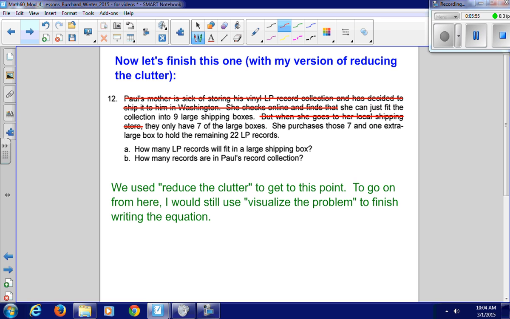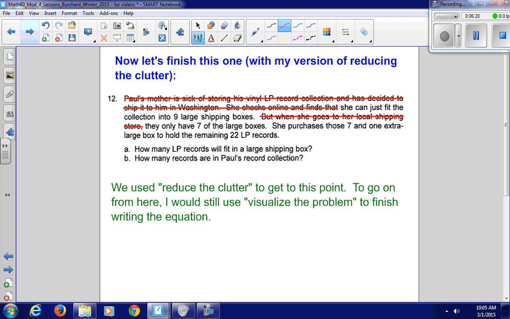But then we start hitting some information that is necessary. She can just fit the collection into 9 large shipping boxes. So that is useful information. And remember, when you're starting out reducing clutter, you should probably go with being conservative about what you cross out. Cross out stuff that it's really obvious is not necessary. So the next thing is when she goes to her local shipping store. Don't care where she's getting the boxes.